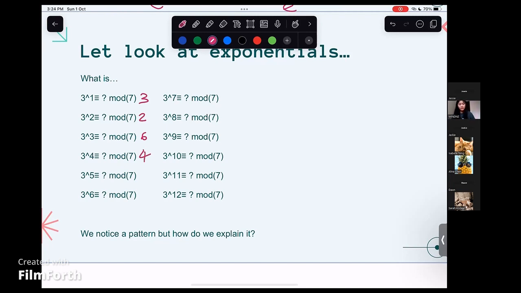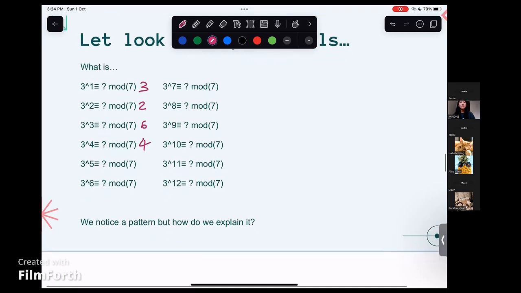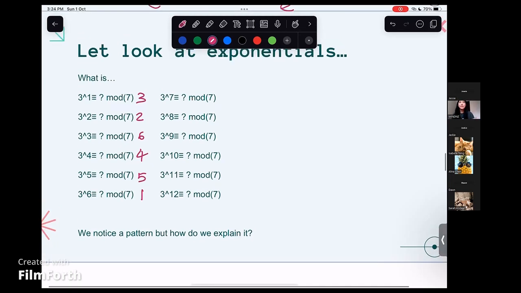What about 3 to the power of 4? Yep, 4. What about 3 to the power of 5? Yep. Okay. And what about the next one? Yep. What about the next one?